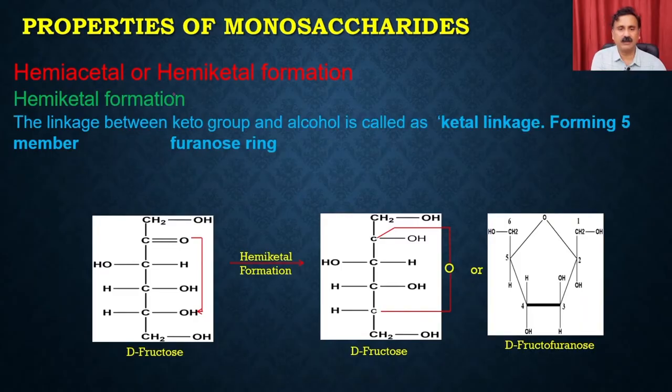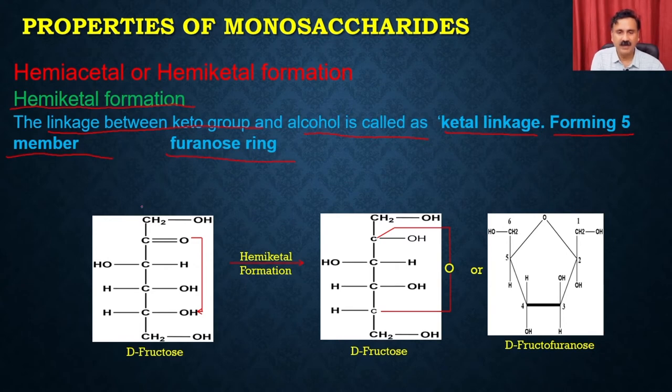Same is true for the other one, where you can actually have the hemiketal formations. So in hemiketal formation, the linkage between the keto group and the alcohol is called the ketal linkage. This forms a five-membered ring, such as the furanose ring.